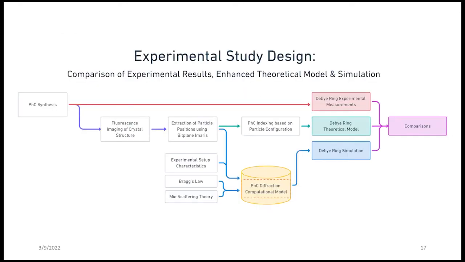So here is a summarized version of my analysis. We create the sample, fabricate the photonic crystal. We use it to measure and produce diffraction. So we get an experimental diffraction, and then we extract from the confocal microscope images their particle positions, and then use those. The gap of the particles is used to build the simulated diffraction and also the theoretical diffraction.